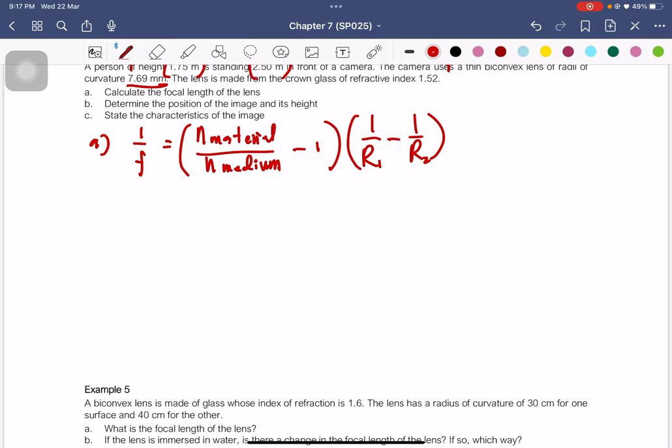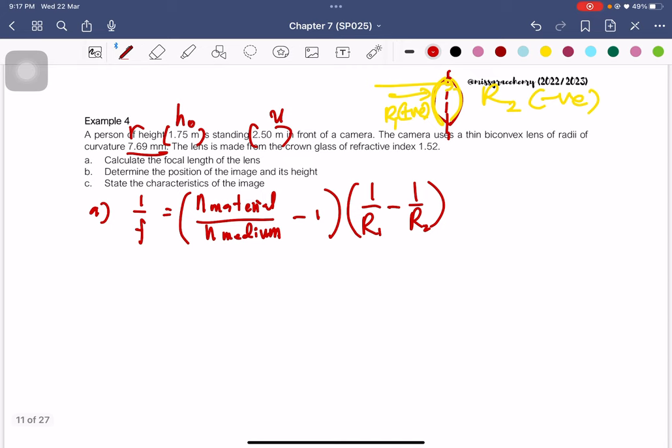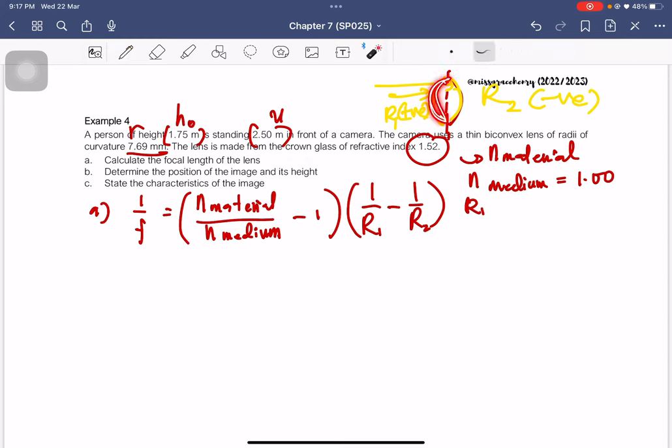Okay, so now what is the refractive index of the material? It is 1.52. So this is the material. They are in air, right? So of course, in air. So this is the refractive index of the medium. The medium's refractive index is just the refractive index of air, which is 1.00. Next, the radius of curvature. R1 is the convex surface. So the convex surface should be positive.